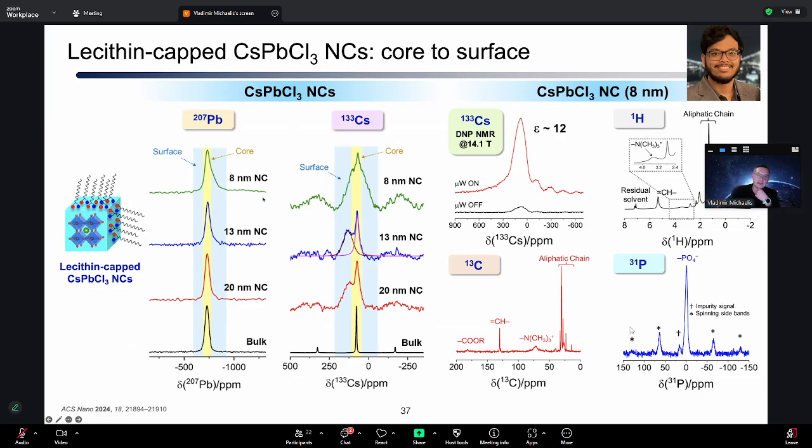So the first thing you can see here is as we go from microcrystals down to nanometer crystals, this bulk lead phase and this bulk cesium phase start broadening out, and you get this broader underlying component here and this broader underlying component here. So what you have now is cesium and lead that are isolated in the core, and then you also have cesium and lead that are at the interface of the organic ligand and the inorganic shell.